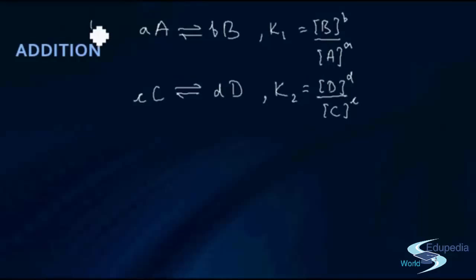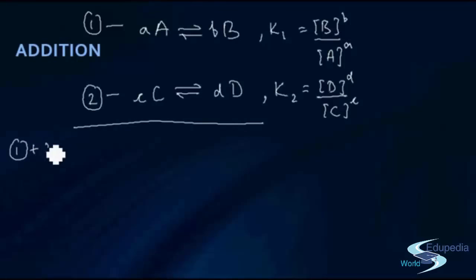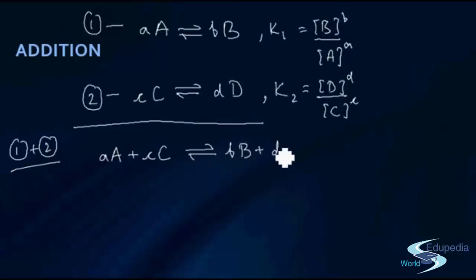The question is, what happens if I add chemical reaction 1 and chemical reaction 2? First we need to find out the result of the addition. If I add these two reactions, I will get 1 plus 2, and if I do this, I'll get this. This is going to be my resultant reaction. So first you should be able to identify this resultant reaction. Now we need to identify the value of its equilibrium constant in terms of K1 and K2.